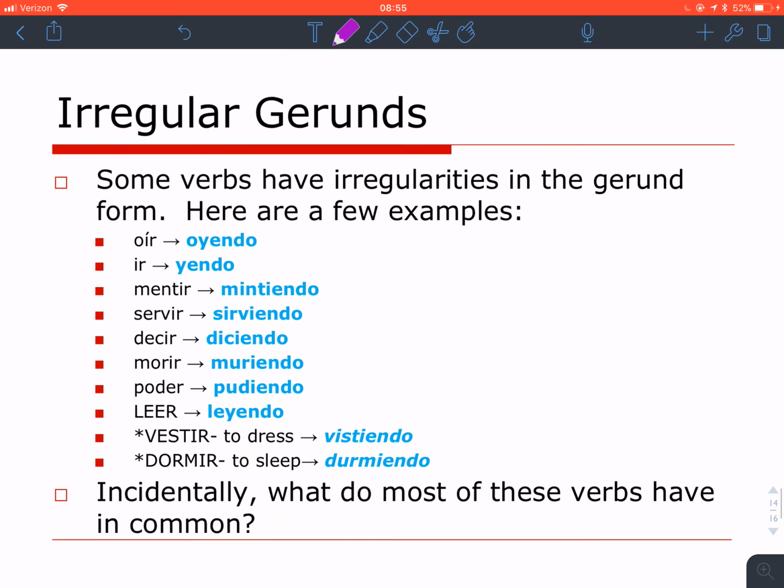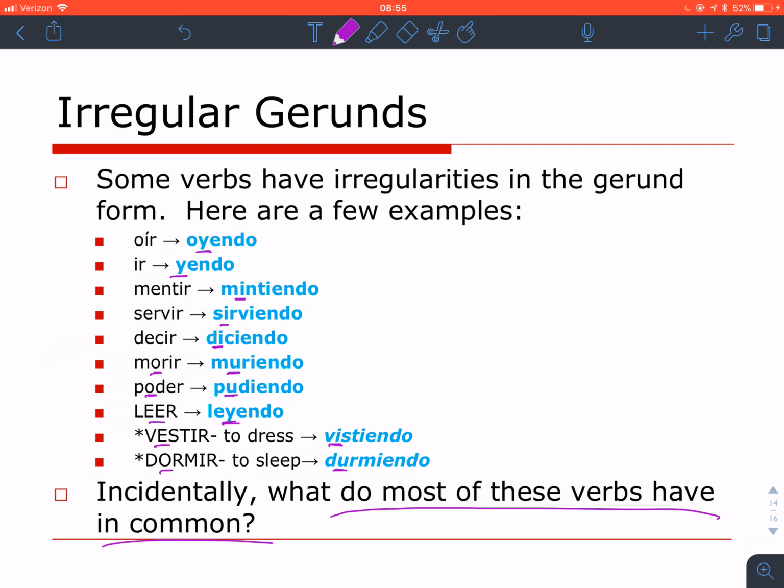So here we have examples of irregular gerunds. If I look at oír, oyendo, ir, yendo, mentir, mintiendo, servir, sirviendo, decir, diciendo, morir, muriendo, poder, pudiendo, leer, leyendo, vestir, vistiendo, dormir, and durmiendo. Incidentally, what do most of these verbs have in common?